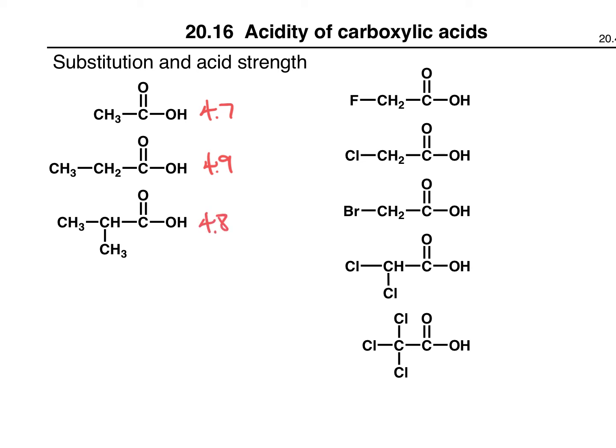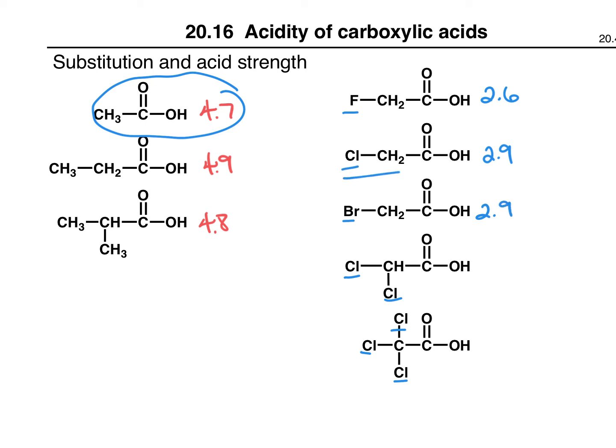So if we're adding an alkyl group, it doesn't really have that much of an effect on acid strength. What if we have a halogen, or two halogens, or three halogens on the carbon adjacent to the carboxylic acid? Again, we want to compare this to acetic acid with a pKa of 4.7. With a fluorine, this has a pKa of 2.6. With chlorine, it's 2.9. Bromine, it is also 2.9.